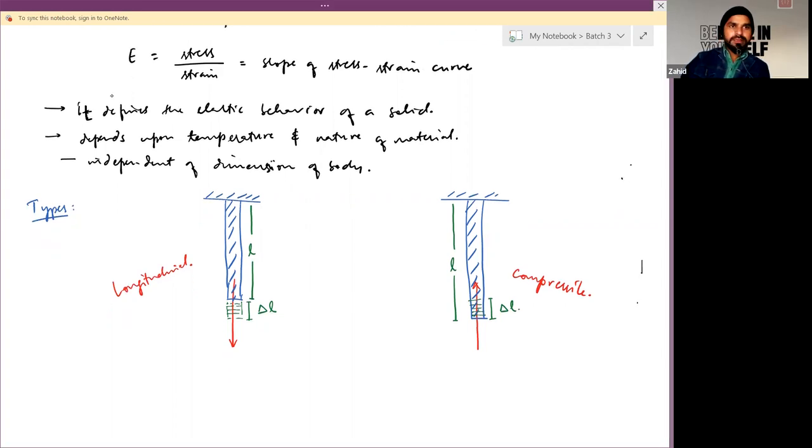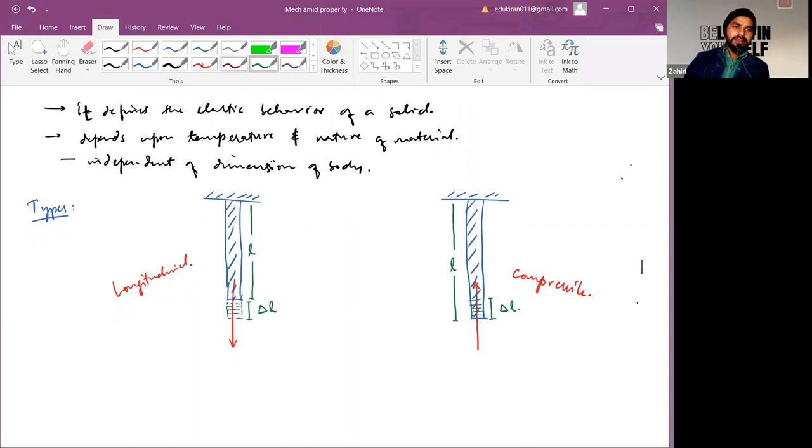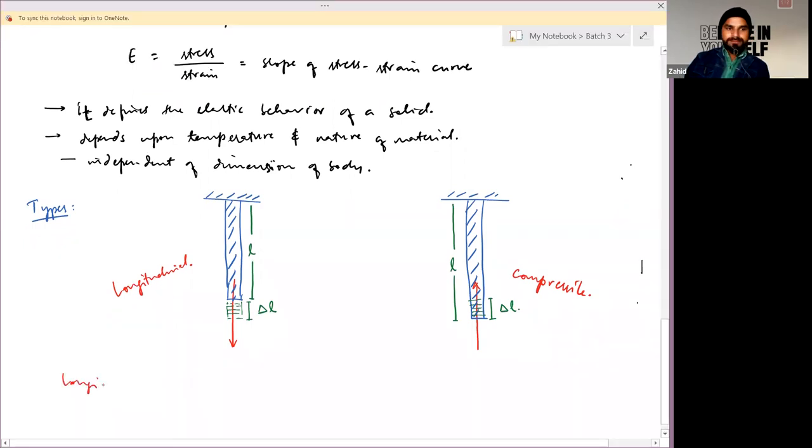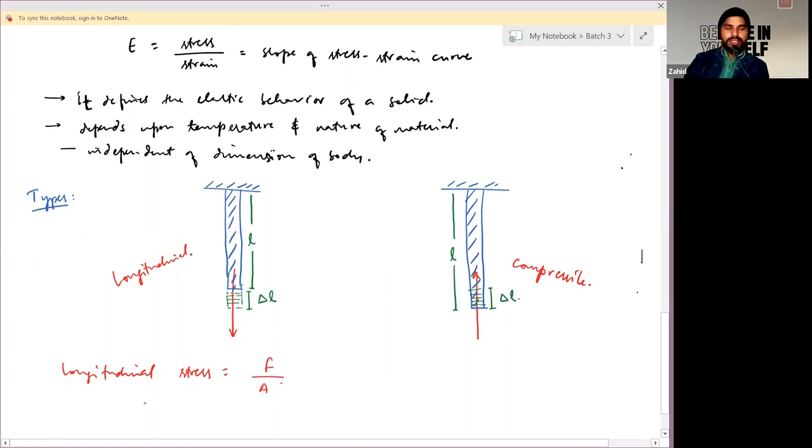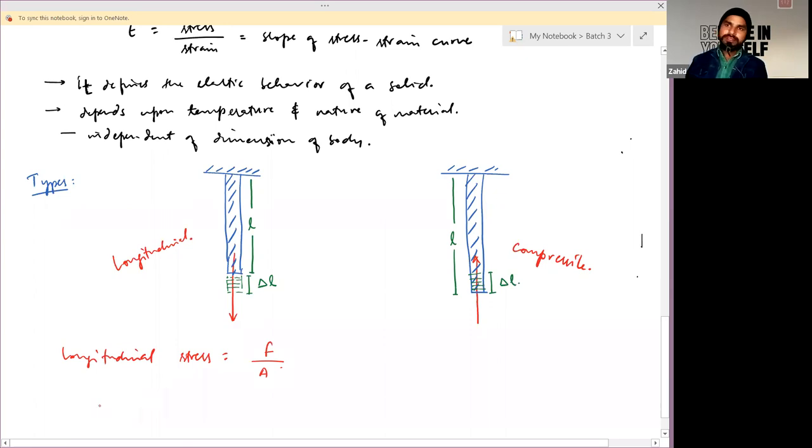So first is longitudinal or compressive stress. It will be the deforming force to extend it or compress it, so force per unit area. Correspondingly, the amount of deformation produced will be the longitudinal strain, equals delta L divided by L.